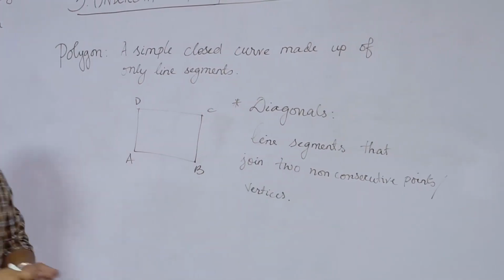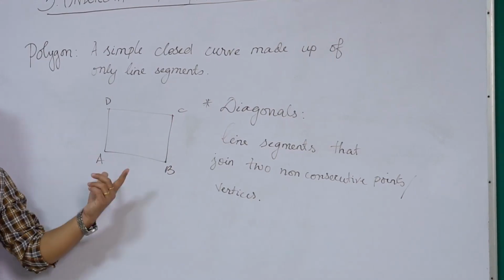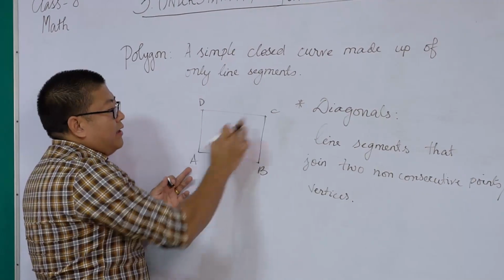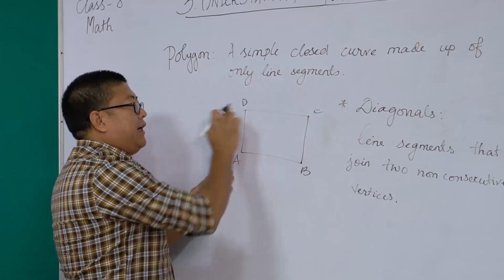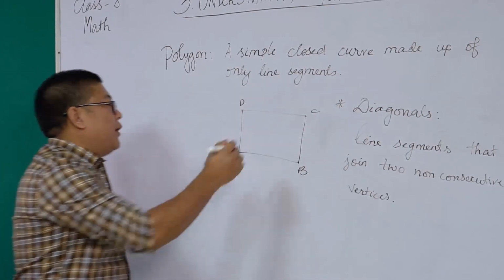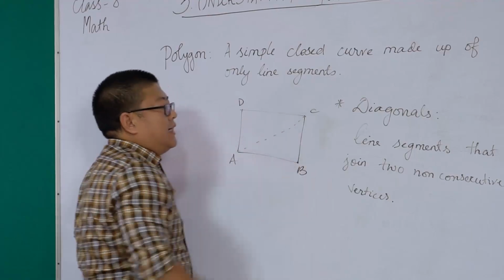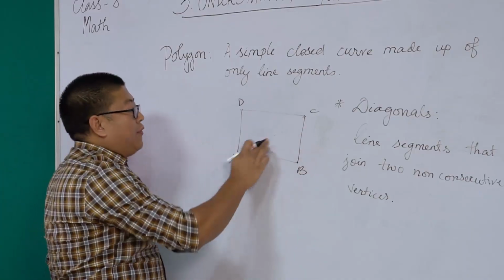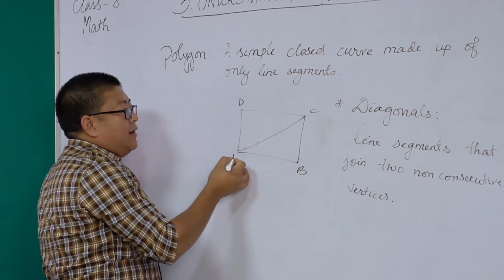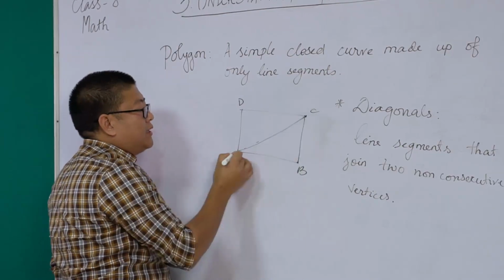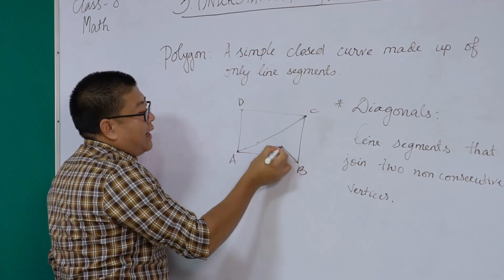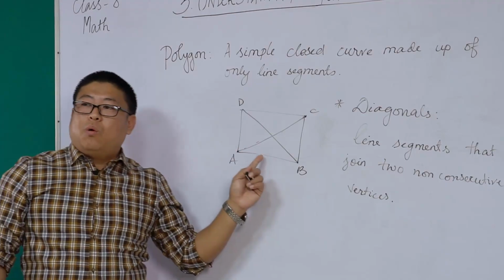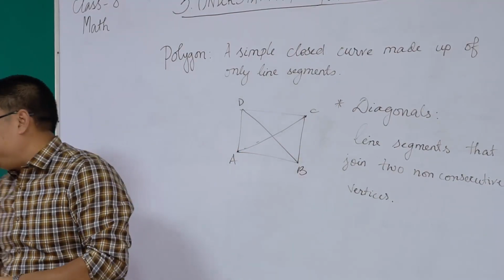vertices. Now if you look here, A and B, they are sides. They cannot be called diagonals. But if you look at A and C, they are non-consecutive. A, B, they are consecutive. A, D, they are consecutive. So you cannot call these diagonals. But when we join A with C, this particular line becomes your diagonal. Now if you join these 2 points, they are non-consecutive vertices. These points are called your vertices. Similarly, B and D can be joined in this manner. So in a polygon of 4 sides, we have 2 diagonals.